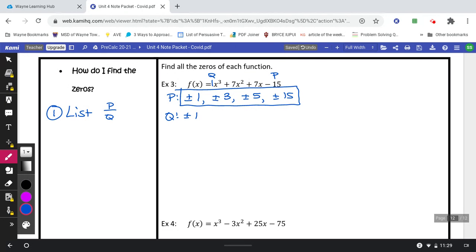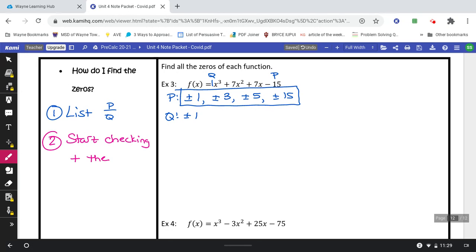The second step that we're going to do is we're going to actually have to start checking these. And the way I would like you to check them, I would like you to check the positive number first, then the same number but with a negative. Then move on to the next one, positive, then negative. So for this problem, we'll start by checking positive 1, and then negative 1, then positive 3, then negative 3, then positive 5, then negative 5, etc. As soon as we find one that works, we'll try to write our new polynomial.